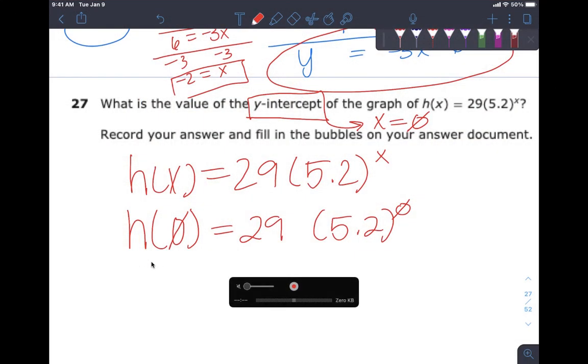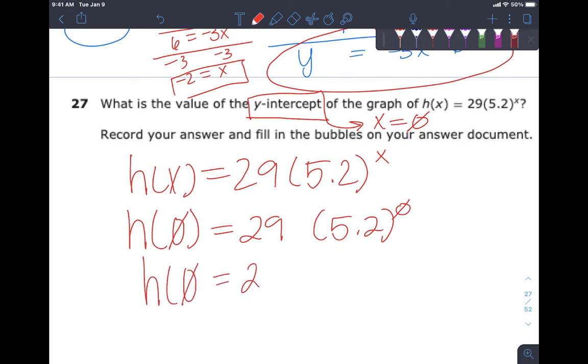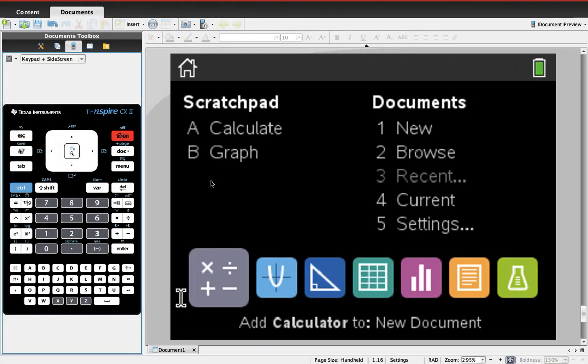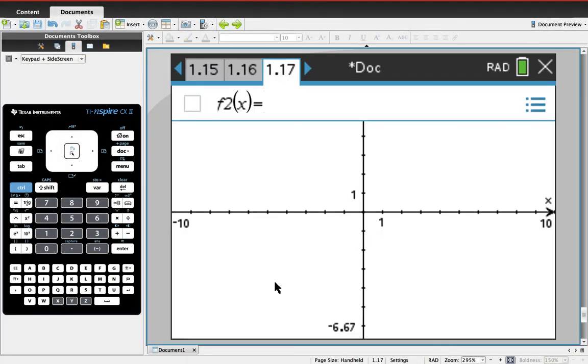So I put that in, and it's 1. So h of 0 equals 29 times 1, which is 29. My y-intercept is 29. Okay, interesting. This is going to come up later. Now, I could have also just graphed it and then looked at the graph. So I'll go ahead and say that this is function from number 27.